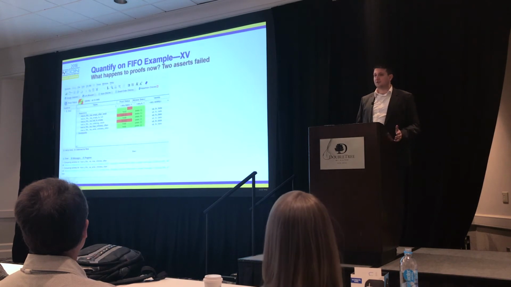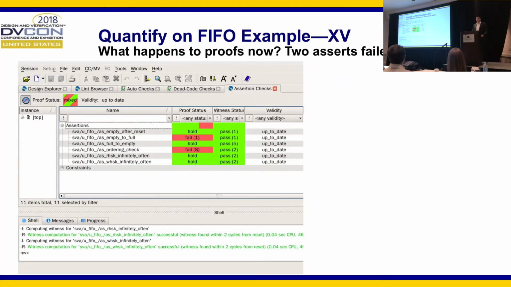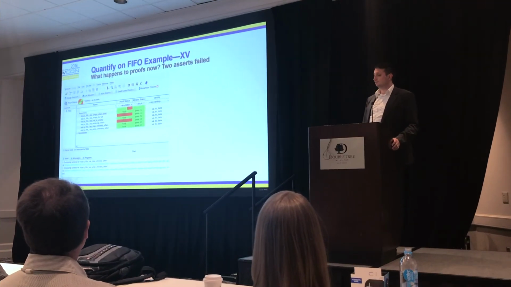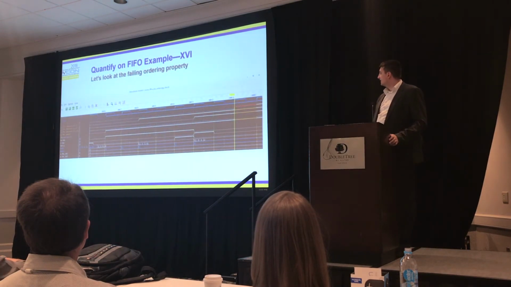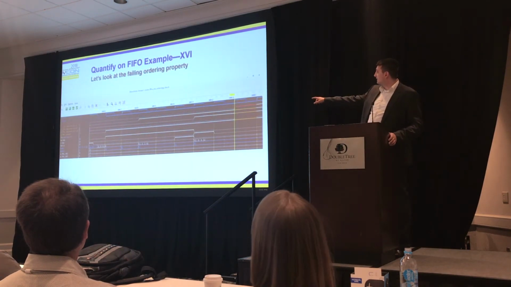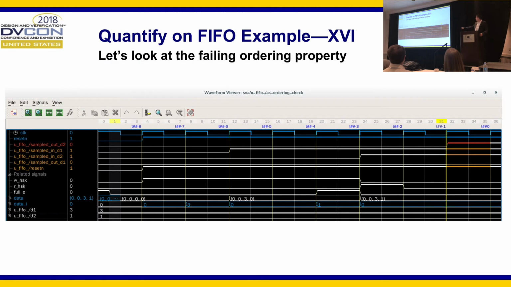So if I remove this constraint, which is obviously over-constraining the functionality of my design, well, guess what? We now have 2 checks failing. So the order check now starts to fail. And if you look at the debug of this check, you can see that when the FIFO is full, there is still one write asserted, and that the value 1 is overwriting the value 0 there.